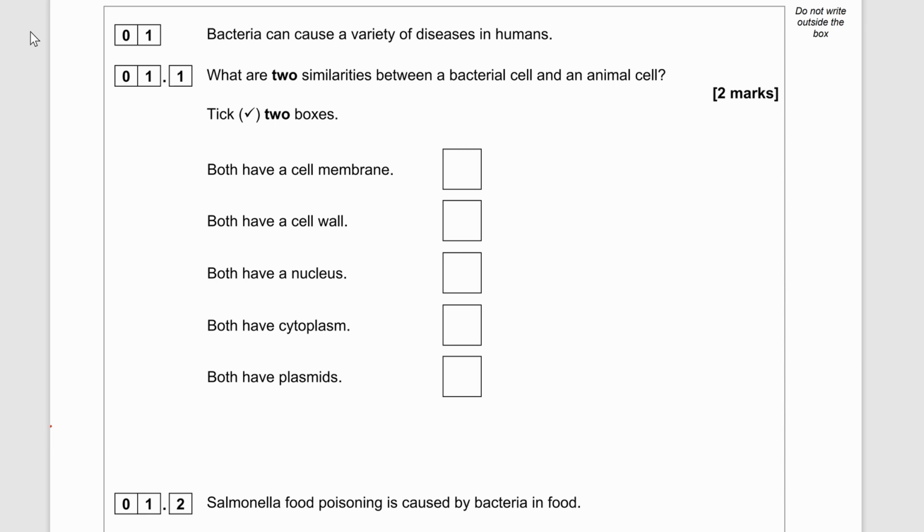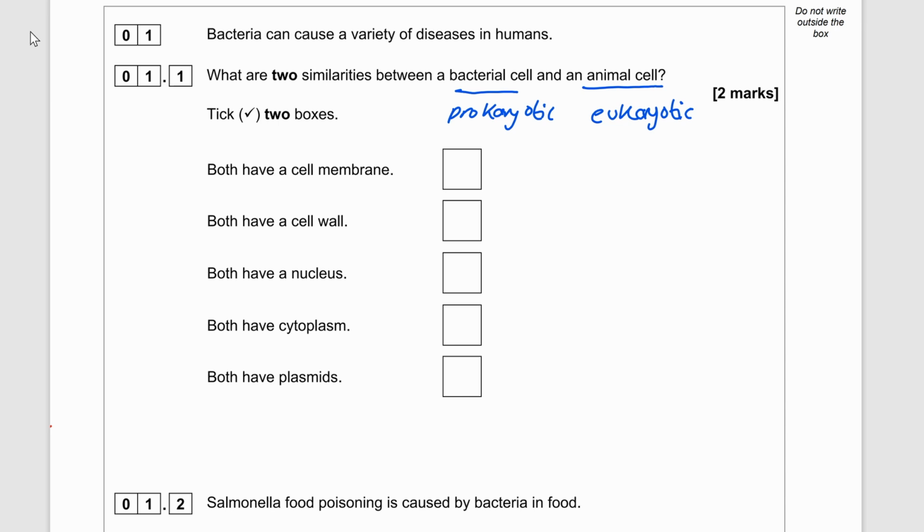What are two similarities between a bacterial cell and an animal cell? Tick 2 boxes. So the information that's given to us in the question is talking to us about two types of cells, a bacterial cell and an animal cell, which we have knowledge of. These are two different types of cells. So a bacterial cell is an example of a prokaryotic cell, and our animal cell is an example of a eukaryotic cell.